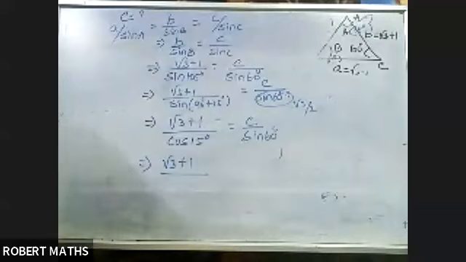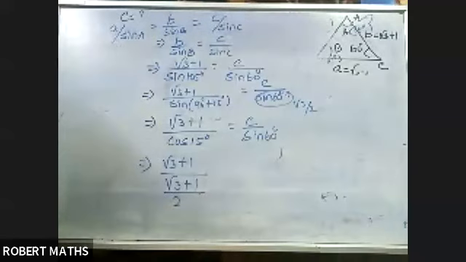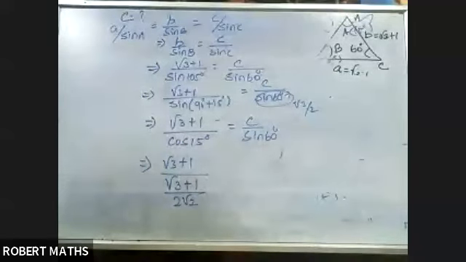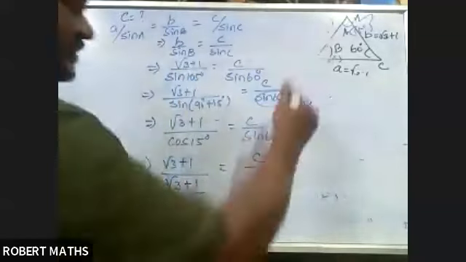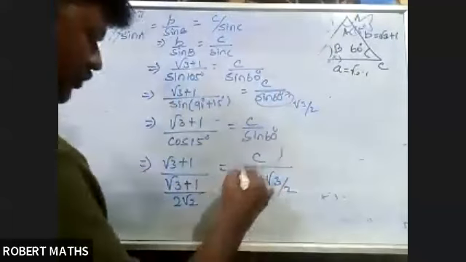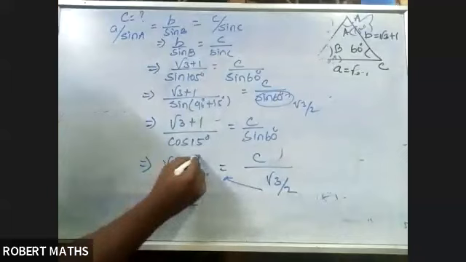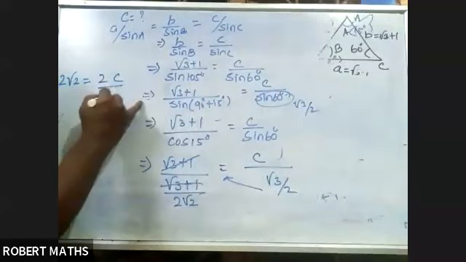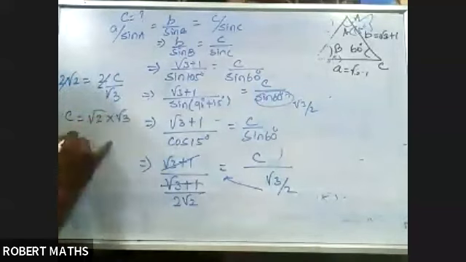I have already given these standard values, cos 15 degree, which is equal to root 3 plus 1 divided by 2 root 2. Correct, I think? Root 3 plus 1 divided by 2 root 2 is equal to c divided by sine 60 degree. Your sine 60 degree is root 3 by 2. Now cross multiply. Root 3 plus 1 and root 3 plus 1 cancel. Inverting this we get 2 root 2. Taking the reciprocal gives 2c divided by root 3. The 2 cancels. c is equal to root 2 multiplied by root 3, which is equal to root 6.